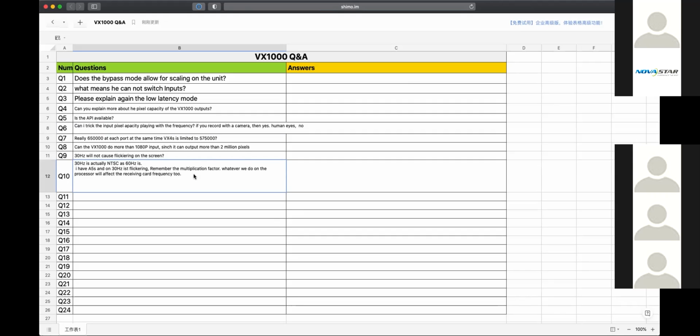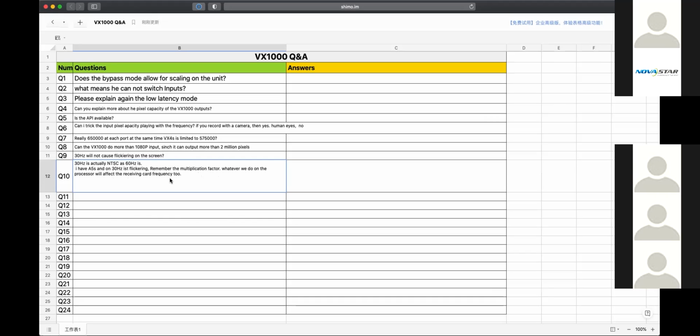Okay, next one is, I have an A5S at 30 Hertz and it's flickery. Remember the multiplication factor: whatever we do on the processor will affect the receiving card frequency too. For the 30 Hertz flickery issue, we can fix it with customized firmware.